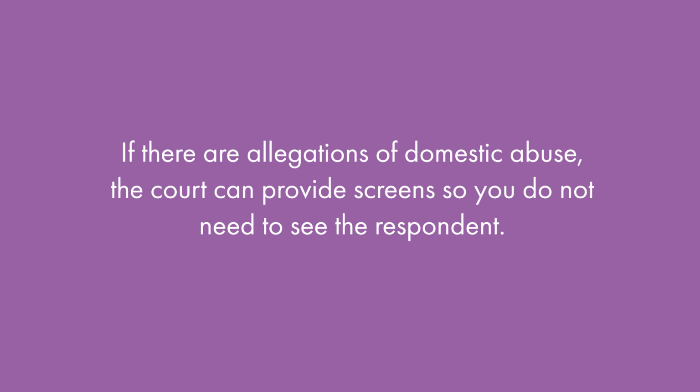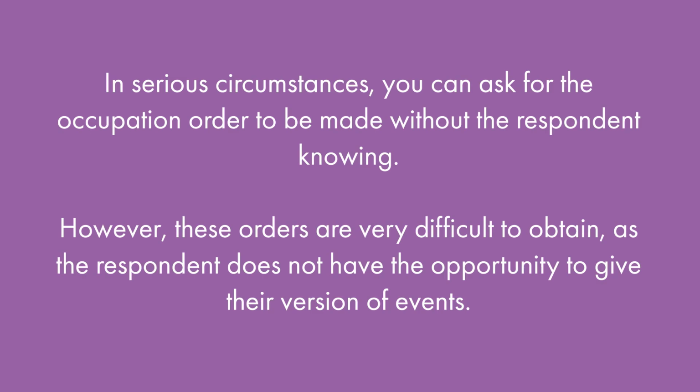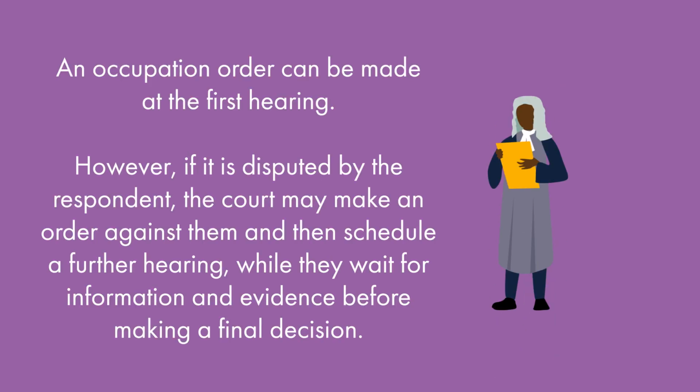If there are allegations of domestic abuse, the court can provide screens so you do not need to see the respondent. In very serious circumstances, you can ask for the occupation order to be made without the respondent knowing. However, these orders are very difficult to obtain as the respondent does not have the opportunity to give their version of events. An occupation order can be made at the first hearing.